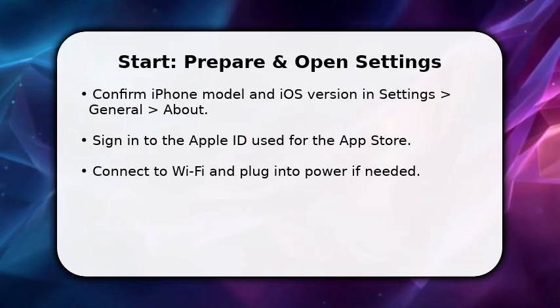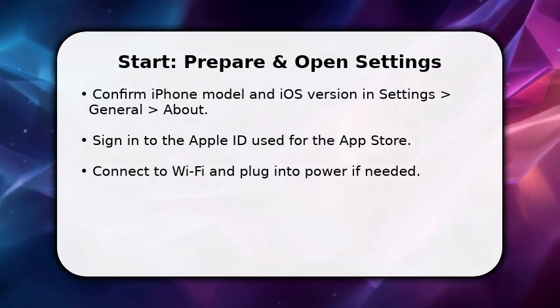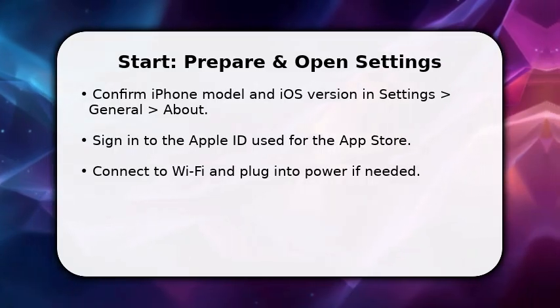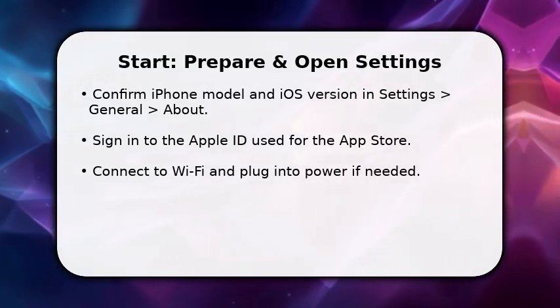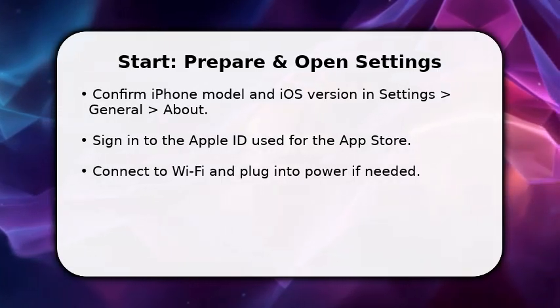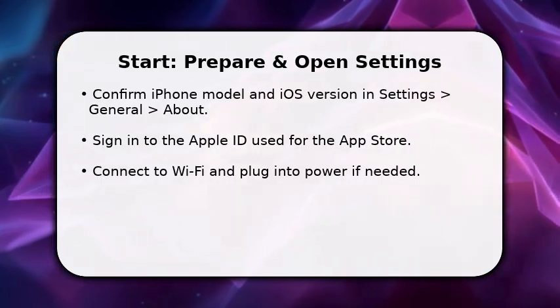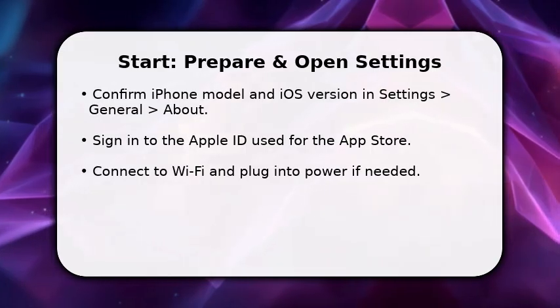You'll begin by checking the essentials. Confirm your iPhone and iOS version so you know available options, and make sure you're signed into the correct Apple ID. Once signed in, open Settings and scroll to App Store. This is where you'll manage account and download data. Make sure Wi-Fi is active to avoid interrupted downloads or syncs.